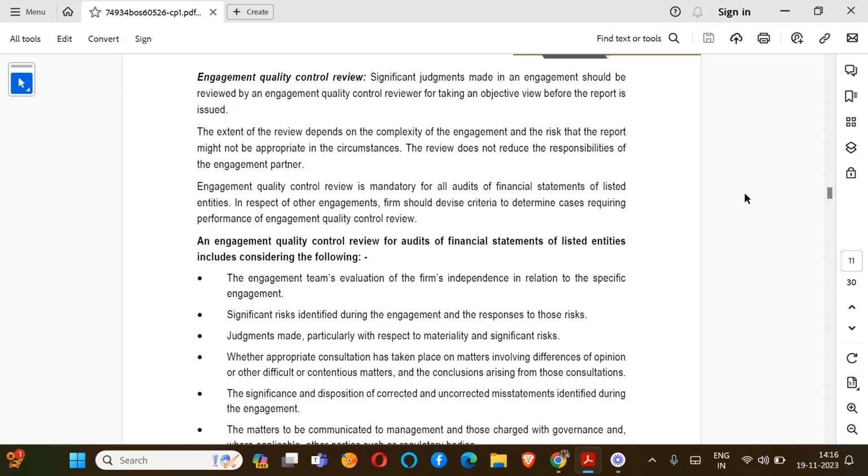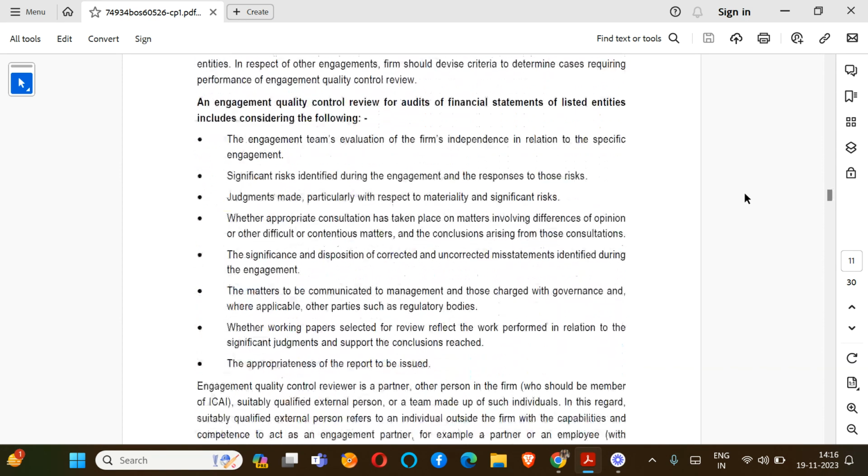Okay, so what we need to do is that throughout the engagement, the judgments should be reviewed by a reviewer to take an objective view before the audit report is issued. So it is mandatory for all audits of financial statements of listed entities. Remember, for listed entities it is mandatory. But if you want, you can have one inside your firm also. So in other engagements, the firm should devise a criteria. Okay. And what are we going to do about that?